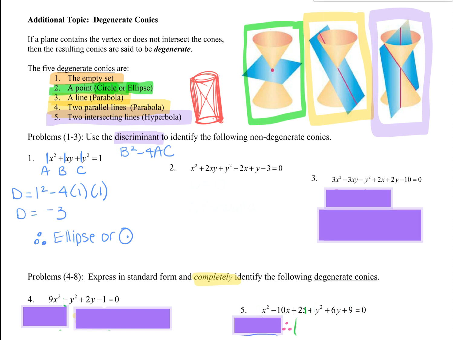And then I could complete the square and I could identify further which one I'm going to have by actually solving this one a little bit more. But with the discriminant, that's what I have.